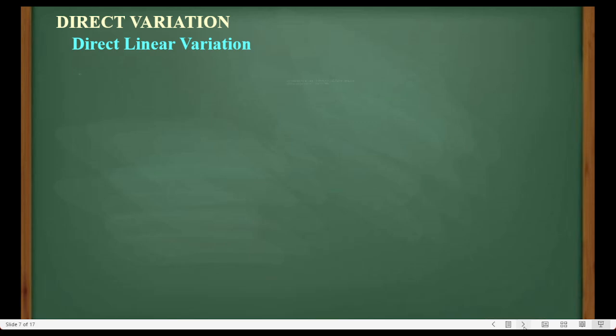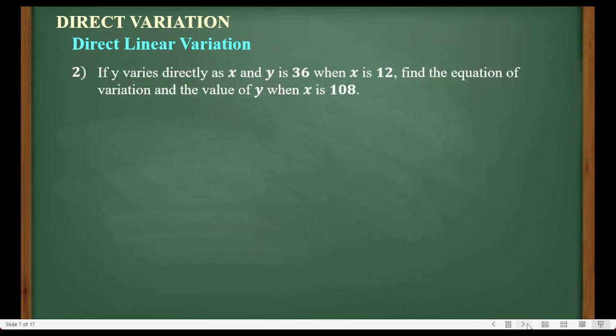Next, let us have the second example. If y varies directly as x, and y is equal to 36 when x is 12, find the equation of variation and the value of y when x is 108.